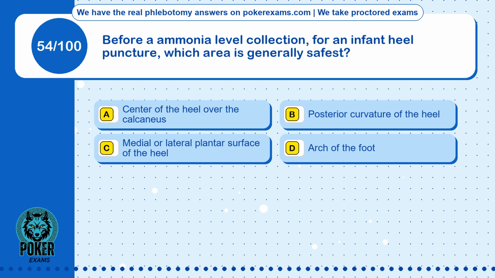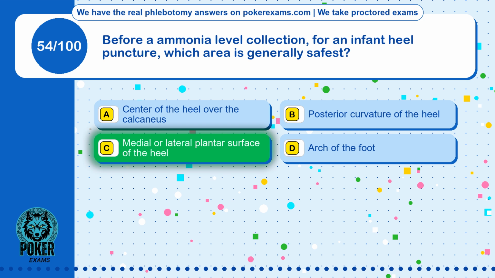Question 54. Before an ammonia level collection, for an infant heel puncture, which area is generally safest? Option A, center of the heel over the calcaneus. Option B, posterior curvature of the heel. Option C, medial or lateral plantar surface of the heel. Option D, arch of the foot.